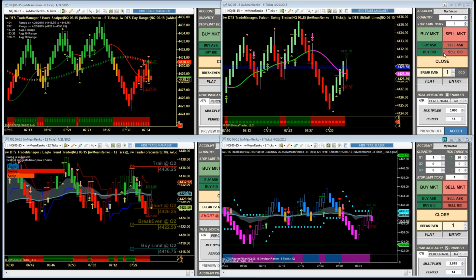Unlike the NQ at the moment, which is still stuck sideways. Yeah, Mark says it looks more down to sideways on the soybean chart here.